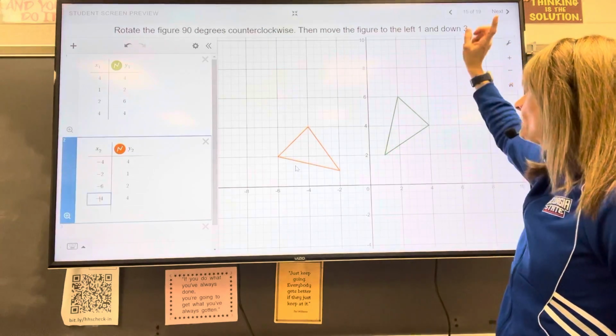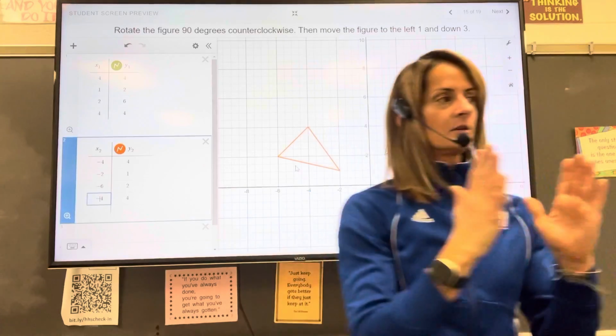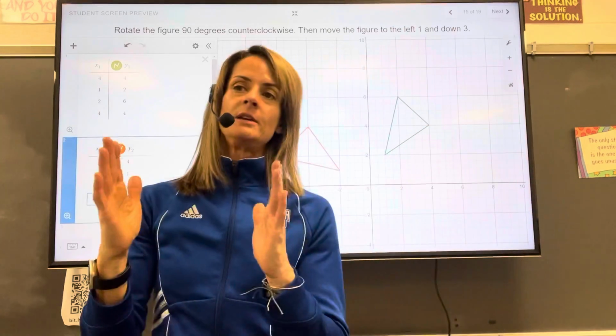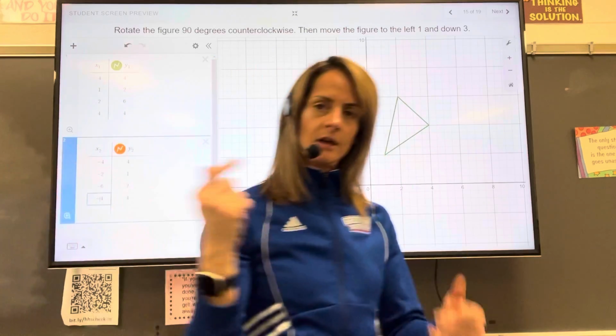Okay, so we're going left 1. So this direction is what? Okay, so that's the 1. So we're going to be subtracting 1 from all the x values. Let's do that.